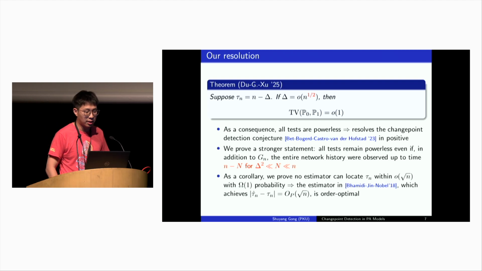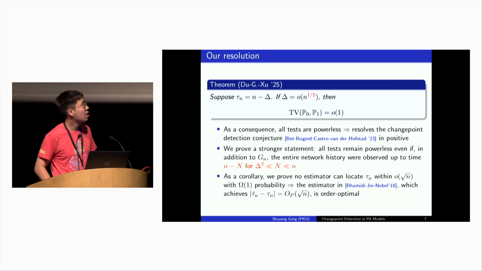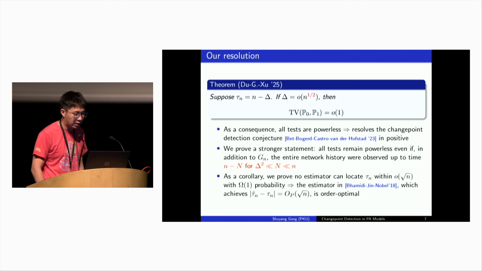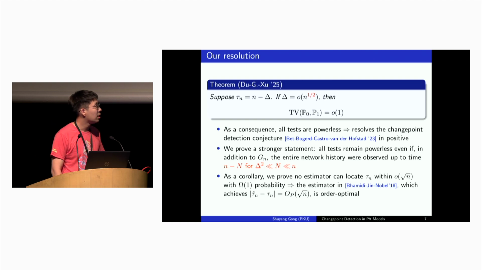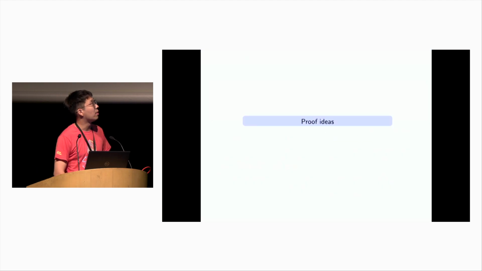We can show that all tests are powerless, even if, in addition to the final snapshot Gn, I reveal the entire network history up to time n minus capital N. Here, capital N is a number between delta squared and n. So I know the arrival time of most vertices. As a corollary, we prove that no estimator can locate tau n within square root of n accuracy. So this confirms that the estimator proposed by Bubeck, Mossel, and Racz is actually order optimal. That's about the results. Next, I want to show you how we prove this.